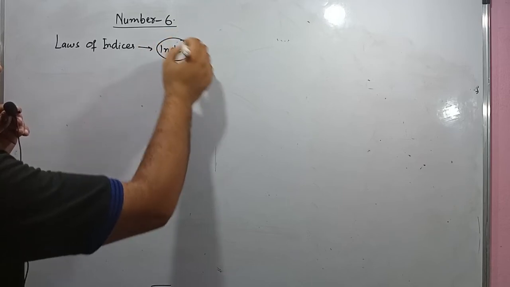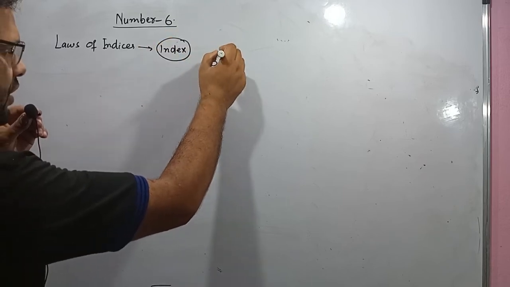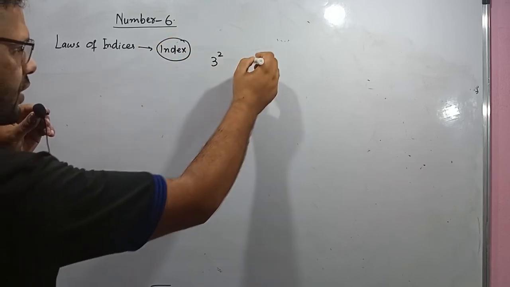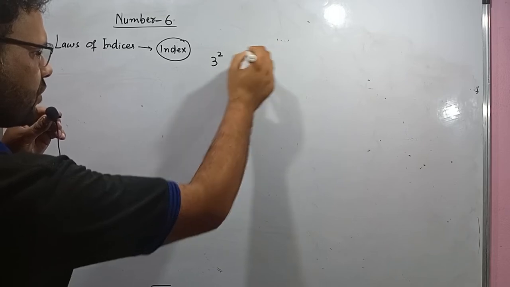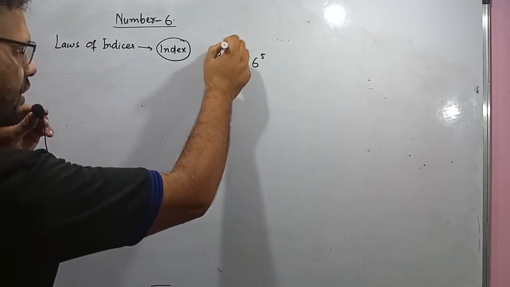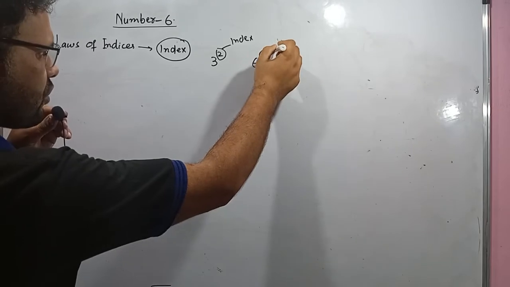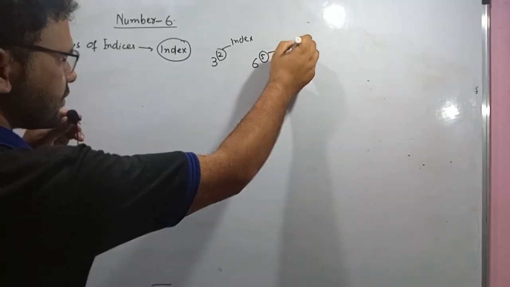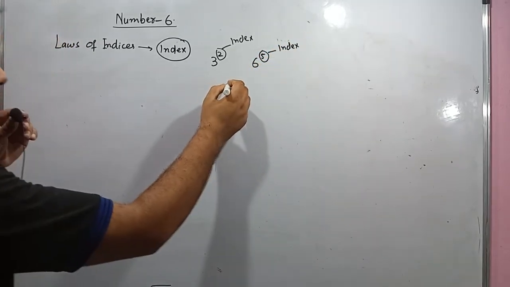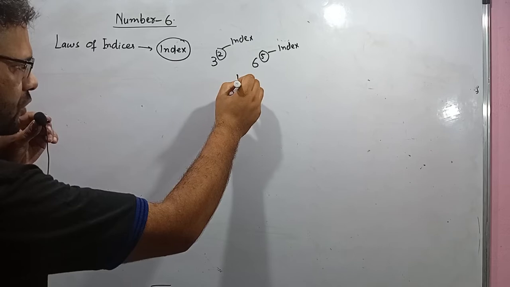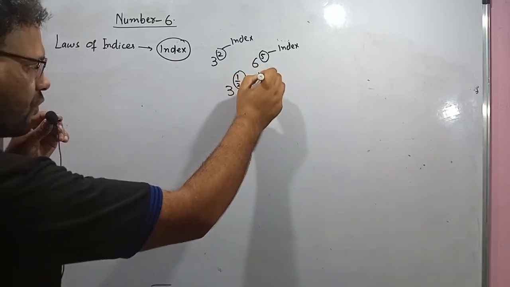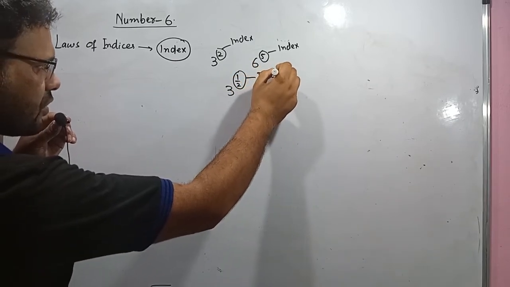What is this index? For example, I am writing 3 to the power 2, 6 to the power 5. You can see this 2 is called the index, and here this 5 is called the index. And similarly, if I write 3 to the power 1 by 2, here there is a fractional index.